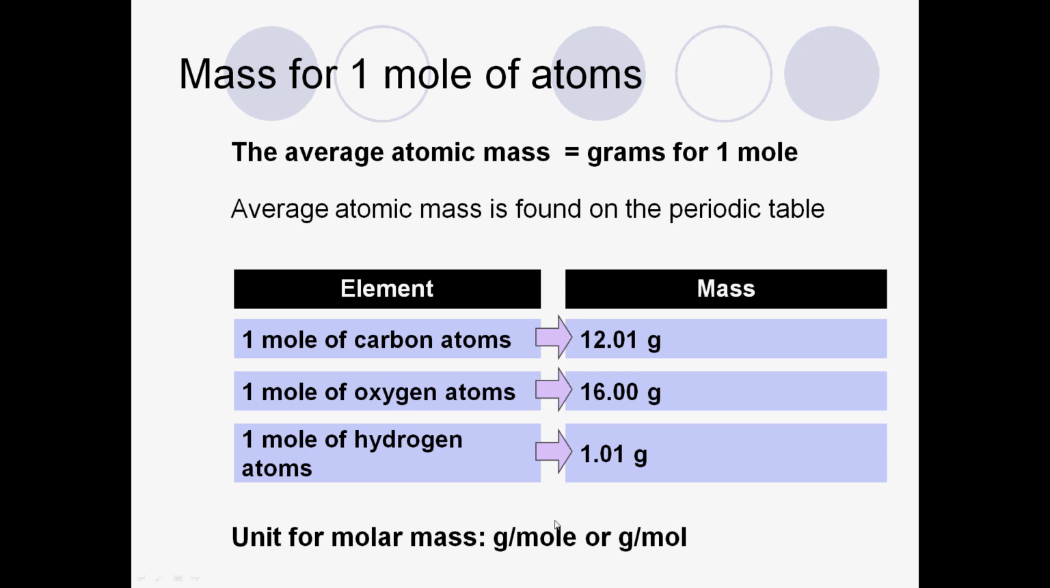If we look for hydrogen, it's 1.01 grams, and so again, you would just have to look at your periodic table. You will also see these sometimes labeled grams per mole. Sometimes you'll see just grams. Any of those are acceptable because it's always how many grams are in 1 mole. So that's where this comes from.